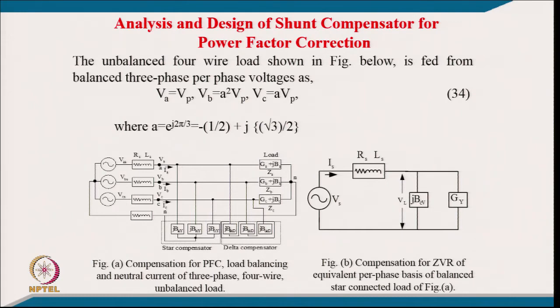Well, this is the network. You can see the 3-phase 4-wire system with unbalanced load on A phase, B phase and C phase, which is here ZA, ZB, ZC, and because it is a 4-wire system, the neutral of the load is connected to the neutral of the supply system.